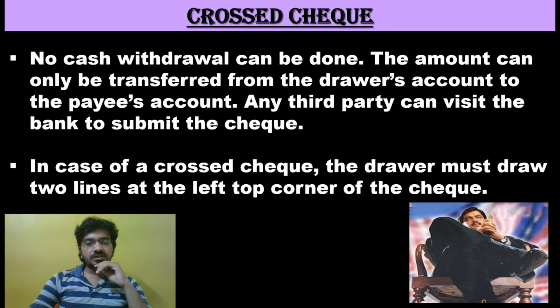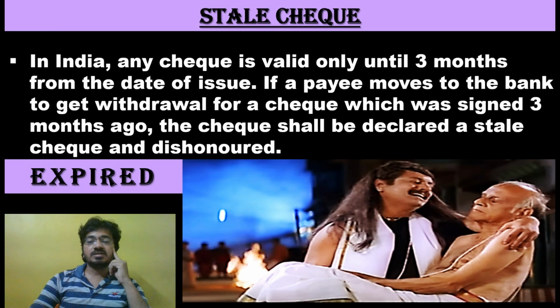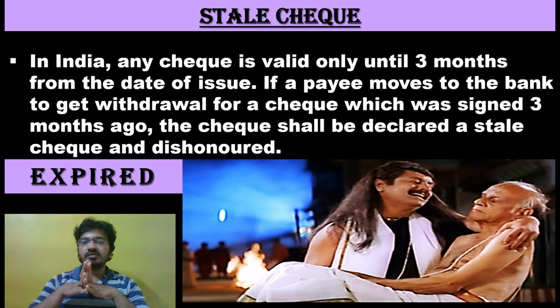So the next one is the stale check. A stale check is nothing but an expired check. Right now you might be aware that a check will be valid up to 3 months from the date of issue. Date of issue means the date mentioned on the check.